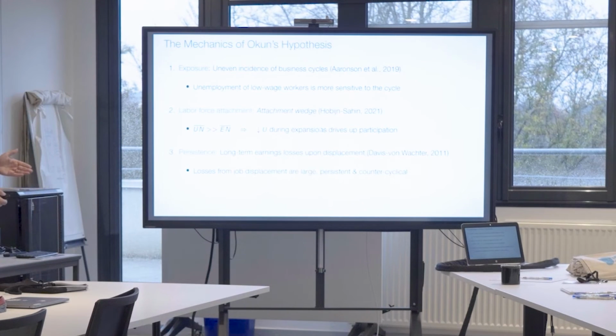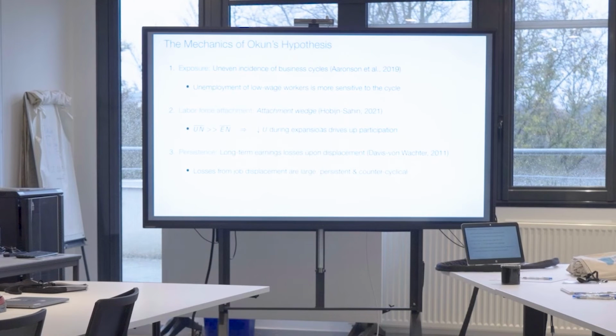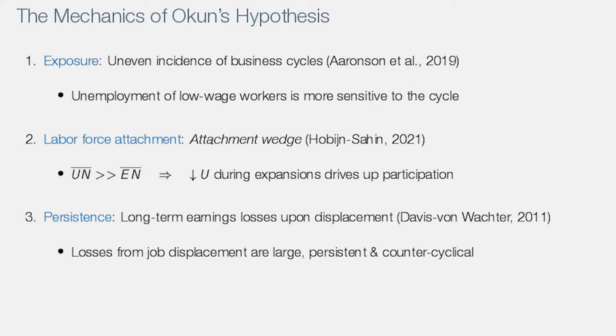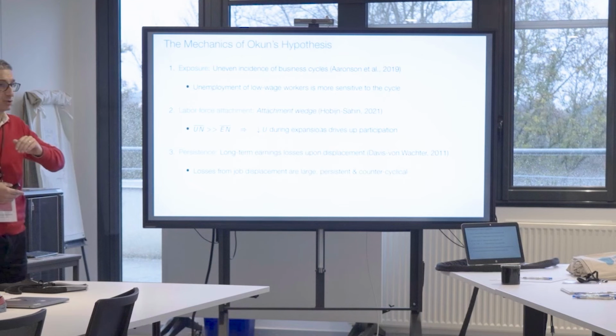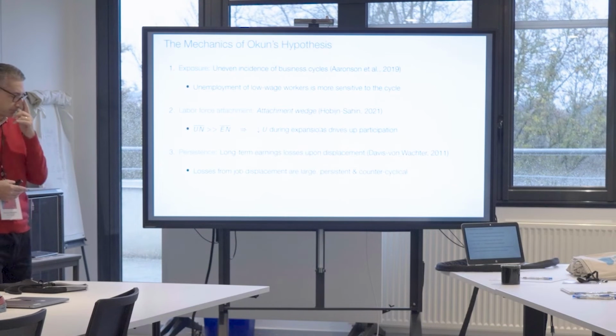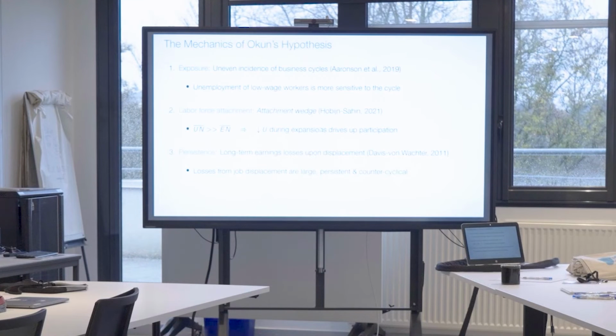So let me explain the way we have this in the model. The first channel is exposure. As I said, there is evidence, and we see it in our lambda functions, that the incidence of the business cycle is uneven across the distribution. For example, the unemployment of low-wage workers is a lot more sensitive to the cycle than the unemployment of high-wage workers. That is baked into these lambdas in our model. That's true for both separation rates and job finding rates, particularly for separation rates, actually.